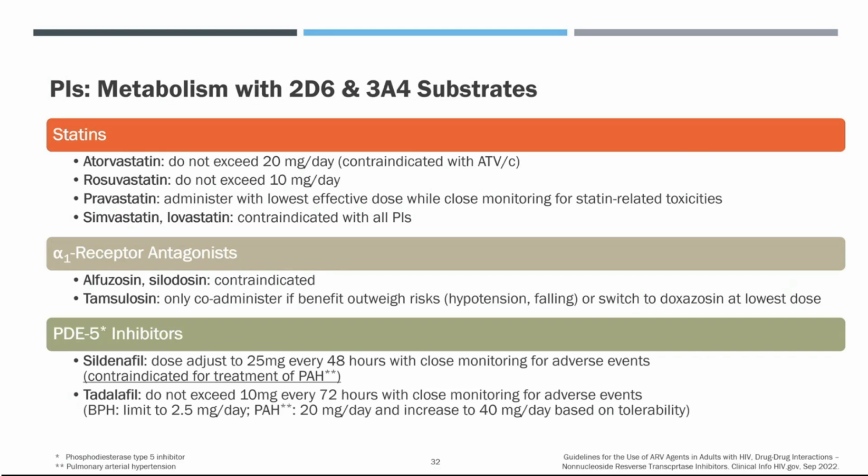And for the PDE5 inhibitors, for sildenafil, there's a certain dose threshold or dose limit if you're using it for erectile dysfunction. But if they're taking it for pulmonary arterial hypertension, it is strictly contraindicated to be used with protease inhibitors. Versus for tadalafil, there's a different dose threshold depending on the type of indication. So BPH versus erectile dysfunction versus pulmonary hypertension, they all have different dose thresholds.